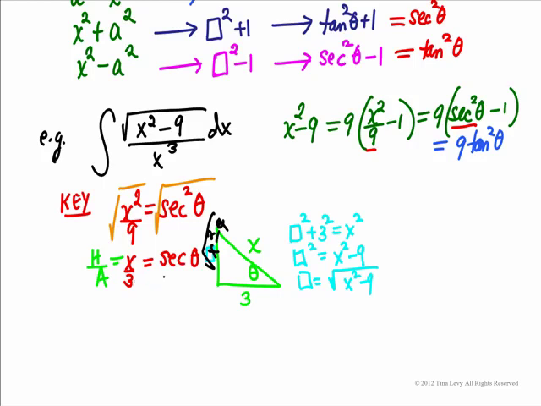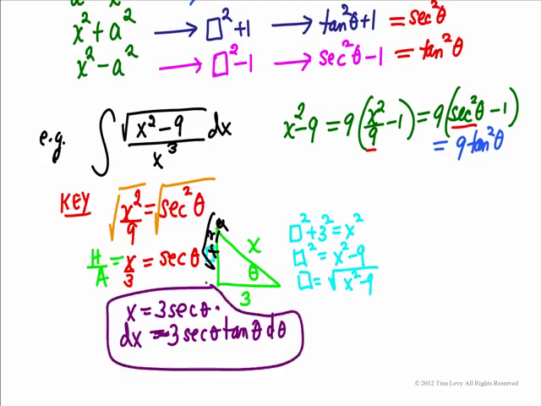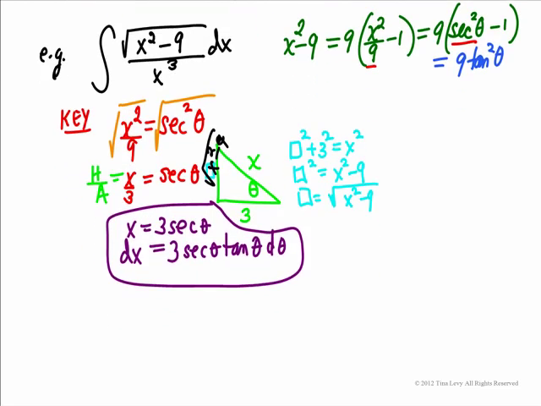Once we have secant theta is x over 3, now we're ready to get the x and dx. So multiplying by 3, we get that x is 3 secant theta, and then from there we're going to get that dx is 3 secant theta tangent theta d theta. And we're going to use those in our substitution. We're now ready to do a substitution. Writing this out again, I have the integral of square root x squared minus 9 over x cubed dx.